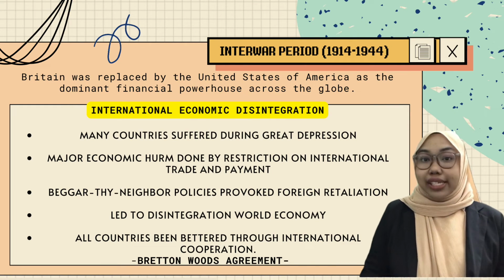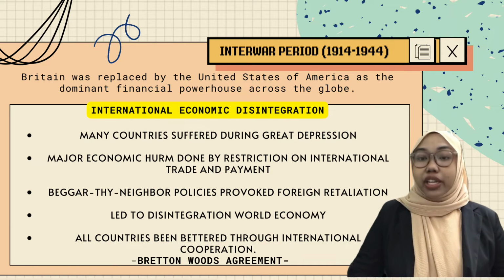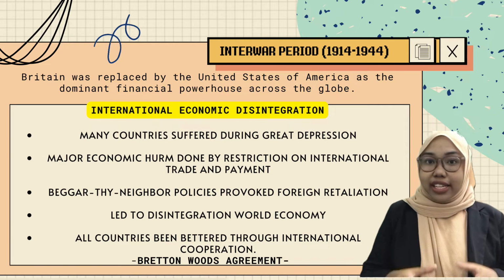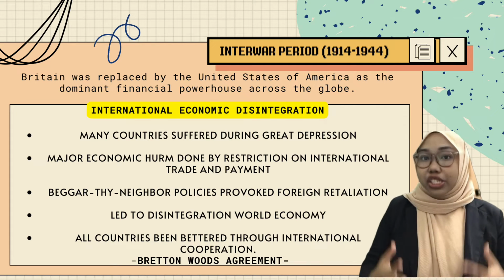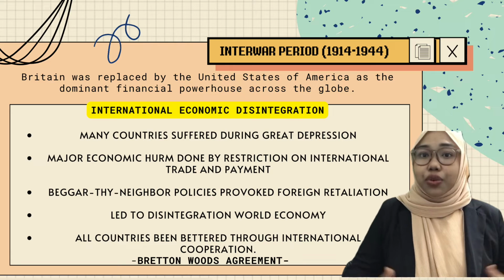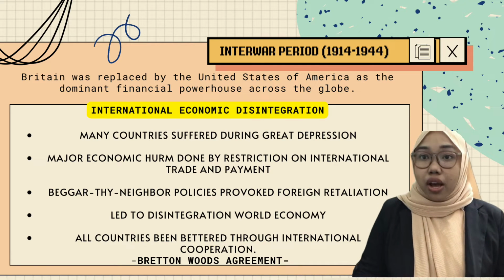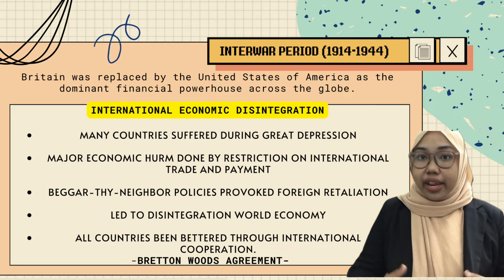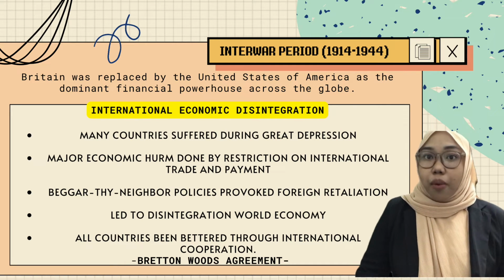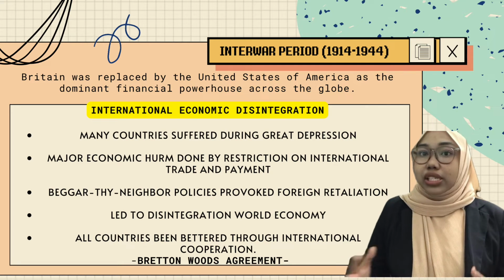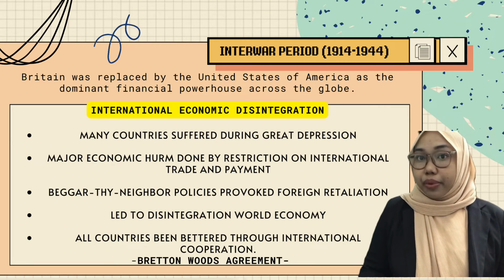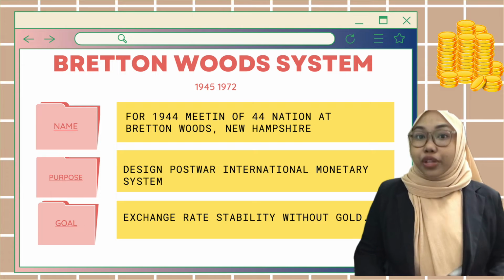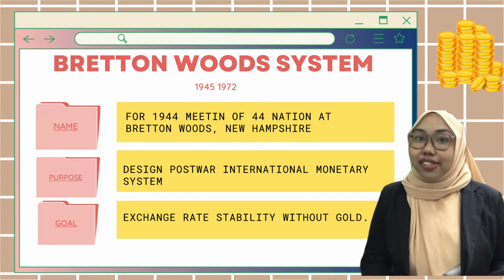Let's move to the next stage, which is the interwar period, 1914 until 1944. In this period, Britain was replaced by the United States of America as the dominant financial powerhouse across the globe. This stage also had international economic disintegration. Many countries suffered during the Great Depression. Major economies were harmed by the restriction of international trade and payment. Beggar-thy-neighbor policies provoked foreign retaliation and led to the disintegration of the world economy, or the countries could be bettered through international cooperation, the Bretton Woods Agreement.